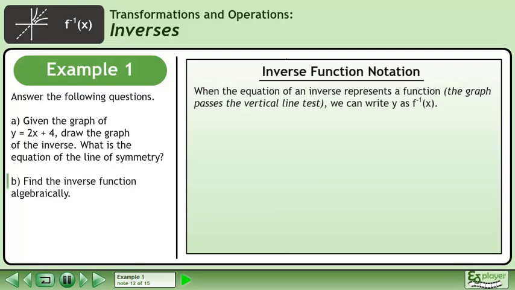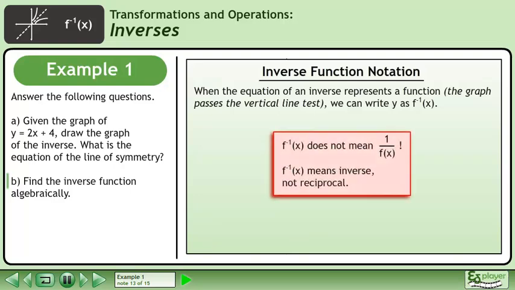When the equation of an inverse represents a function, in other words, the graph passes the vertical line test, we can write y as f inverse of x. F inverse of x does not mean 1 over f of x. Note that f inverse of x means inverse, not reciprocal.